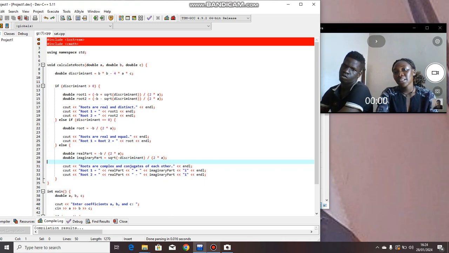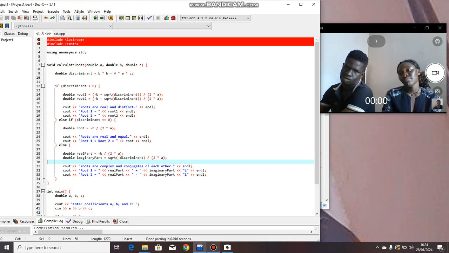The first root is negative b plus the square root of the discriminant divided by 2a. And the second one will be negative b minus the square root of the discriminant divided by 2a. And then now we shall get the roots. The roots are real and distinct. So let me move on to the other part of the program. We'll talk about the real part and then we'll run.